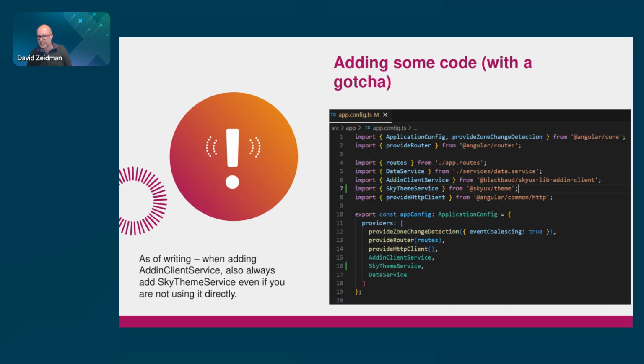Now, even if you're not using it directly, at least at the time of presenting this and when I last used it, we definitely needed that. So that's just a little gotcha there, which no one told me about. It's not documented on the website, but it's definitely worthwhile knowing about. It might well be that that has been changed and it's no longer necessary, but if you are finding yourself getting into trouble and it's complaining about not being able to find things in the Sky theme service, then just add that as a reference.